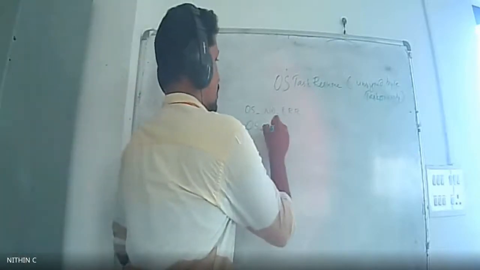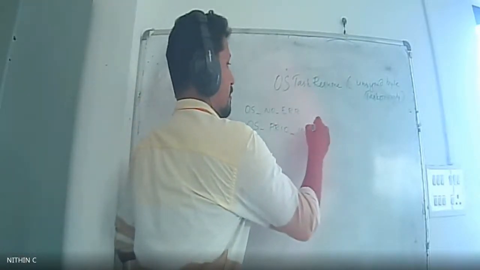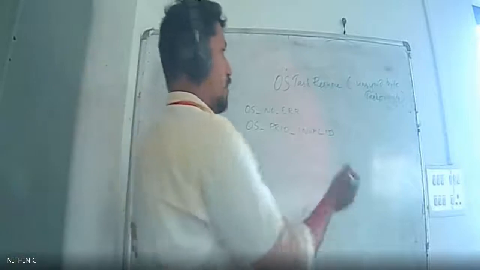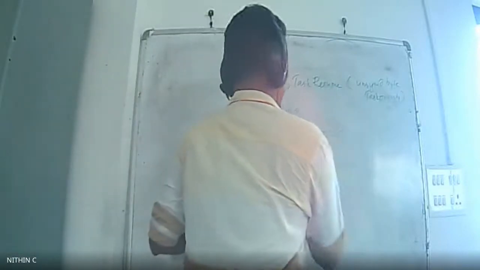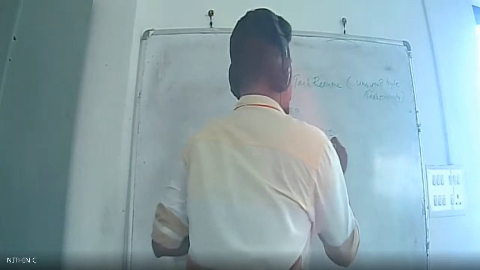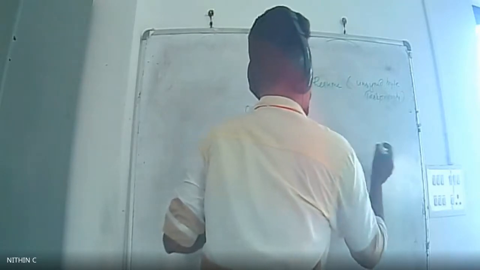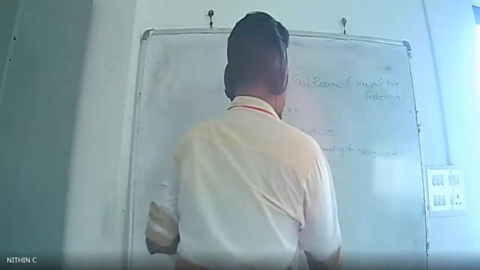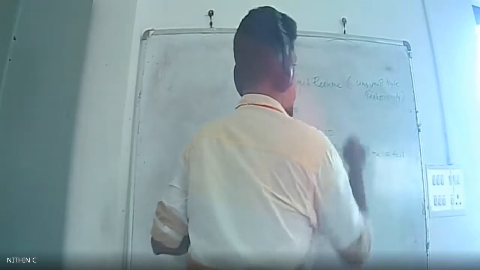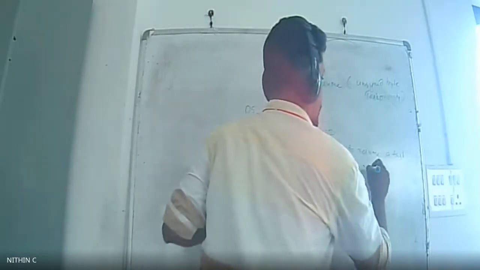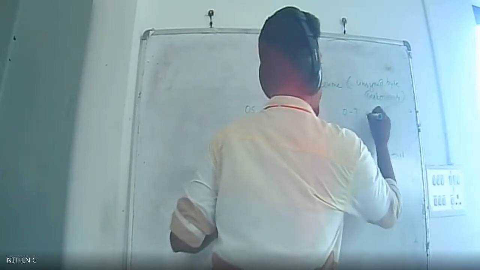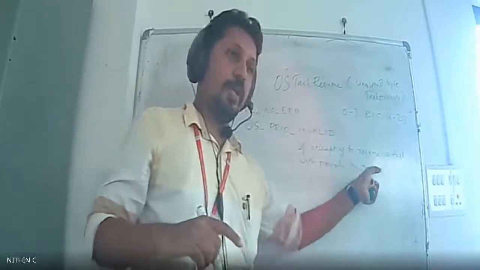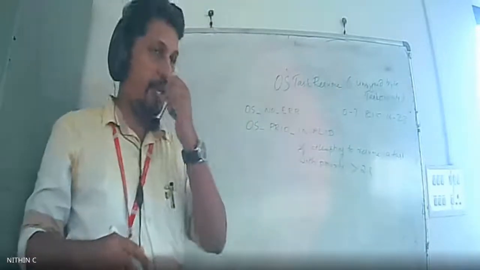Then OS prior invalid. That is, if you are attempting to resume a task with a priority, in this example case, greater than 23. In our example, 0 to 7, 8 to 15, and 16 to 23. If you are trying to resume a task with priority greater than 23, then you will get a message like OS prior invalid.